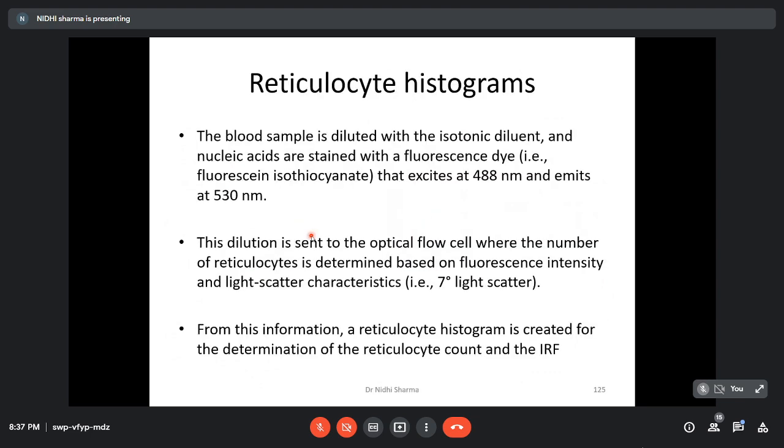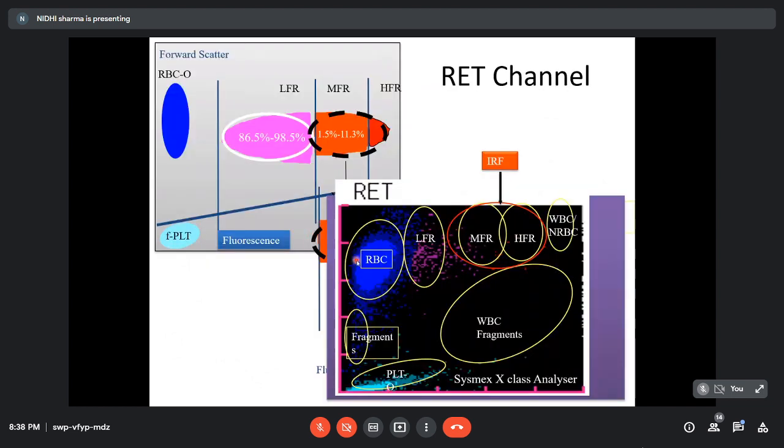The other histograms that the newer analyzers talk about are the reticulocyte histograms. How the reticulocyte histogram technology is done: the sample is diluted in a diluent, and then a fluorescence dye is used, which stains the reticulocytes, and it breaks them into three fractions, one with a low, medium, and a high frequency reticulocyte.